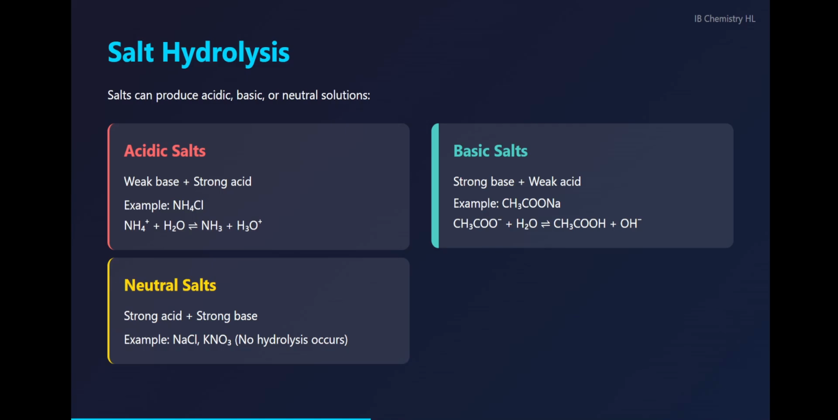Salts of weak acids and strong bases are basic, salts of strong acids and weak bases are acidic, and salts of strong acids and strong bases are neutral. This is essential for predicting the pH of salt solutions.